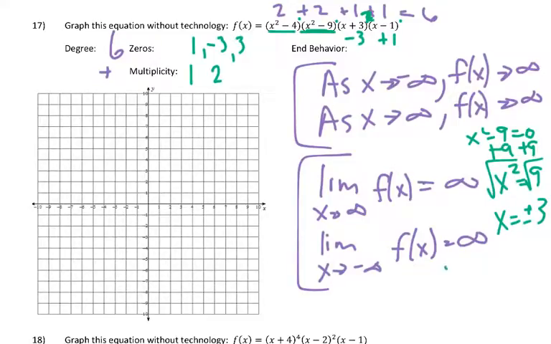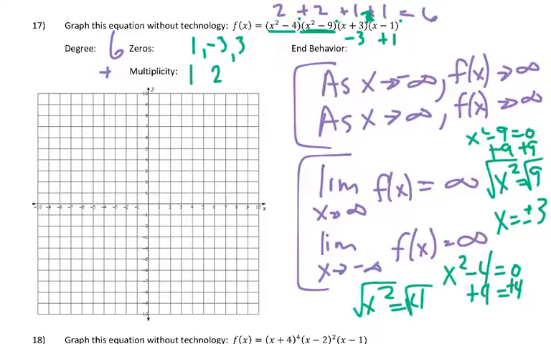Then for x squared minus 4, hopefully you can see that one already. Add 4. We get x squared equals 4. Take the square root. Square root of 4 is 2. Positive and negative. So we have a negative 2 and a positive 2. All of those ones have a multiplicity of 1. Now we graph it. So we've got a 0 at 1, negative 3, positive 3, negative 2, positive 2.